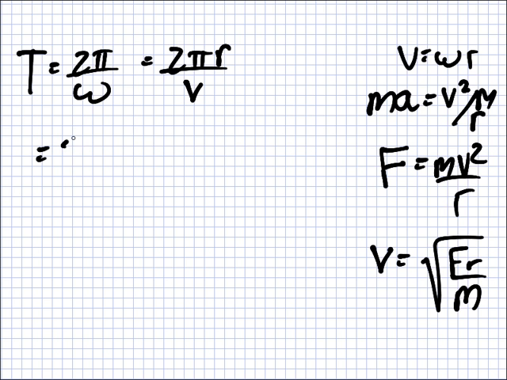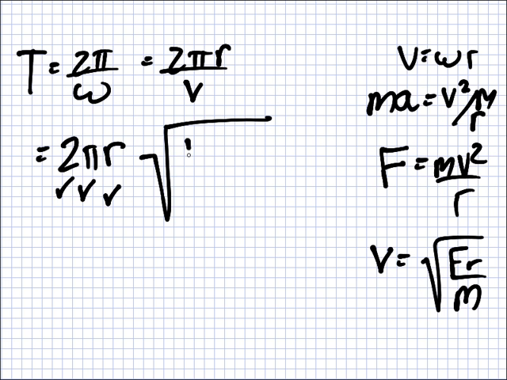So that's 2 pi R. We know 2, we know pi, and the R is the distance we know. Root, the mass of the moon, which we know. The force between the Earth and the moon, which we know. And the radius, the distance between them, which we know. So, give me the time.